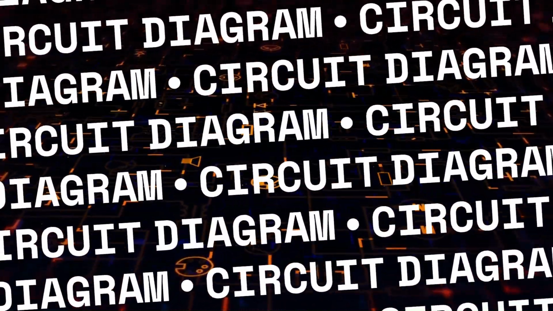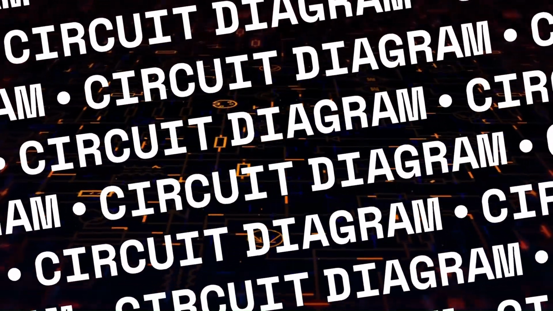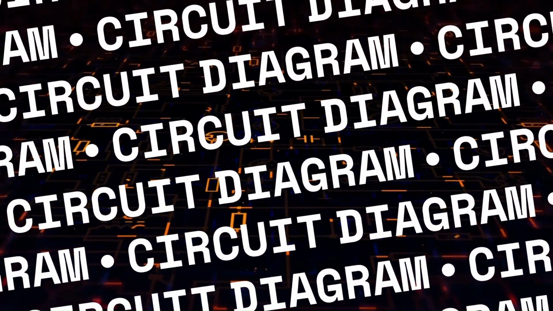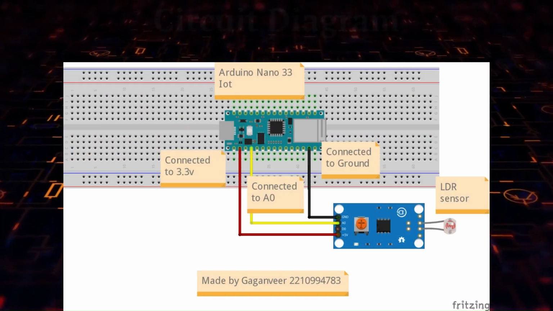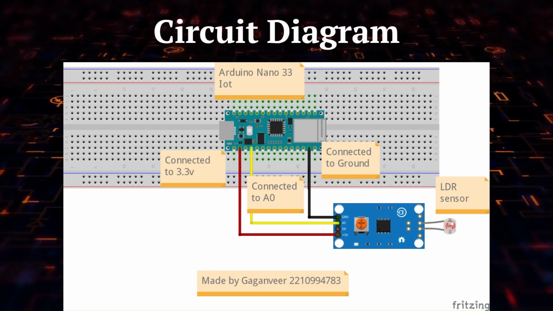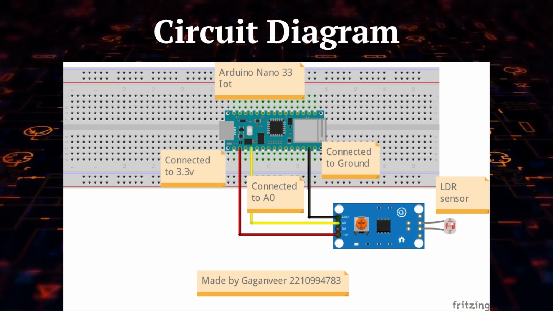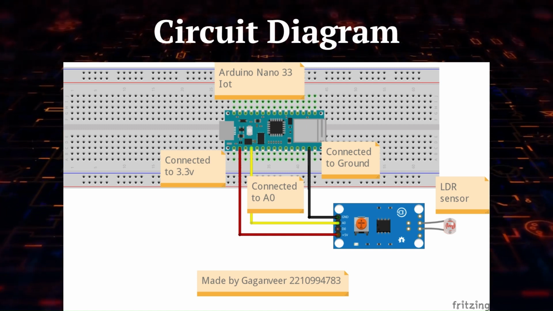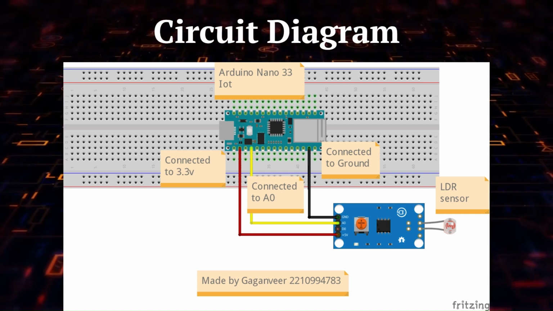Now that we have understood the code, let's piece together the physical side of things, the circuit diagram. At the heart of our setup, we have the Arduino Nano 33 IoT board. The analog pin A0 is our sensor input. This is where we measure the light intensity. Connected to A0, we have an LDR or light dependent resistor. This component changes its resistance based on the amount of light it's exposed to.